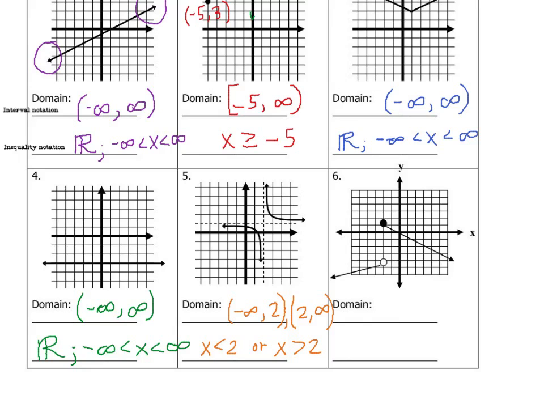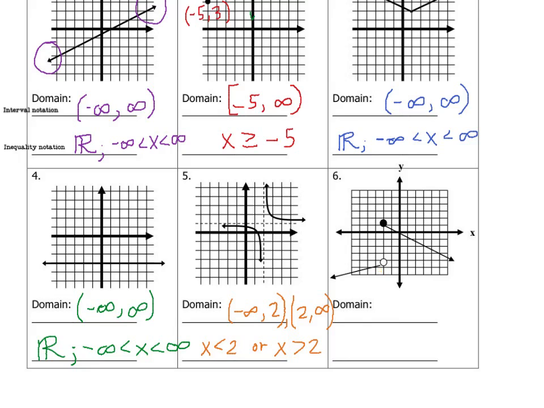All right, so our last example, we're still looking at domains, so we're going to trace the graph from left to right. So you guys can see me tracing over this graph. Now let's look specifically at the x values. I've got an arrow going to the left, so I can see that I go all the way to -infinity. And then if I follow this line, it stops at x equals -2.